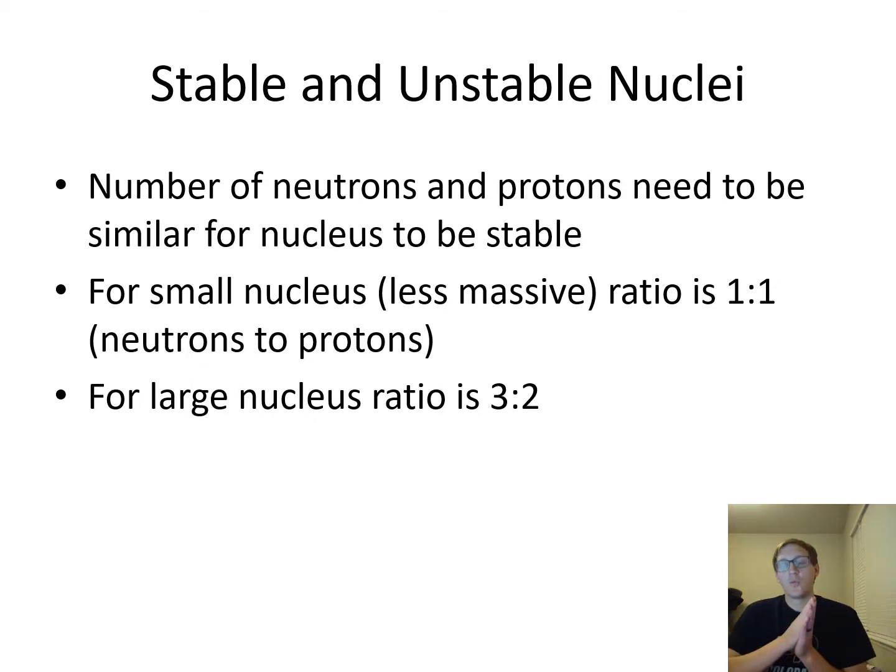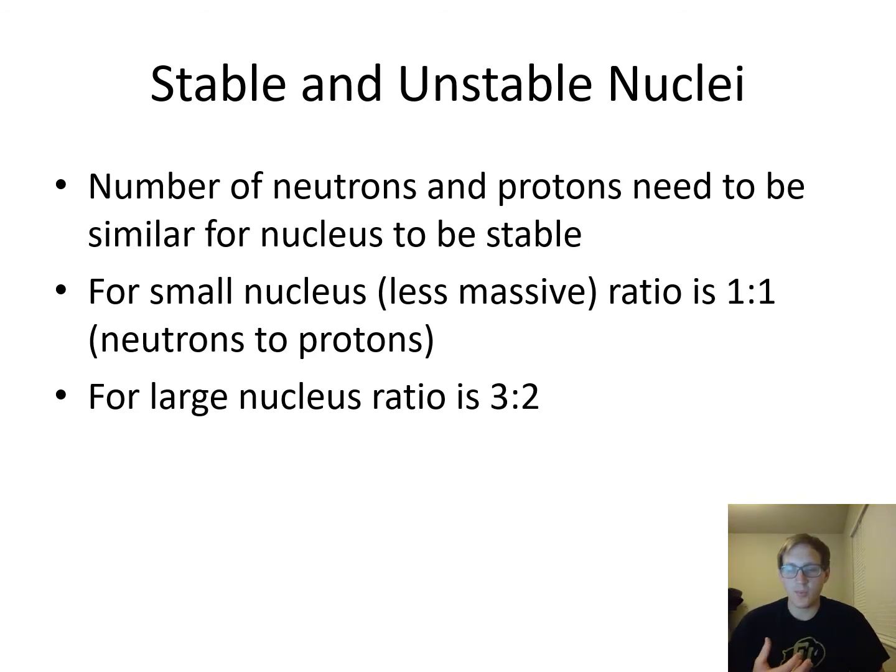Adding these neutrons can cause our nuclei to go from being stable to unstable. The number of neutrons and protons needs to be similar for a nucleus to be stable. For a small, less massive nucleus, a 1:1 ratio of neutrons to protons keeps it stable. For large nuclei, a ratio of 3 neutrons to 2 protons is when it remains stable. Whenever you get outside of these ratios, you're going to start having radioactive elements.